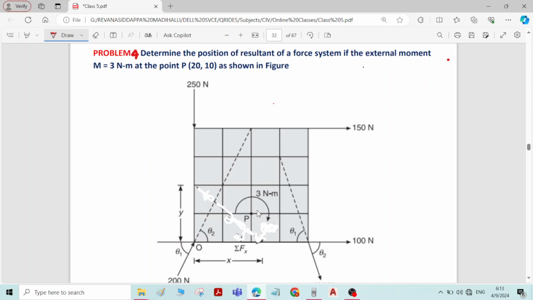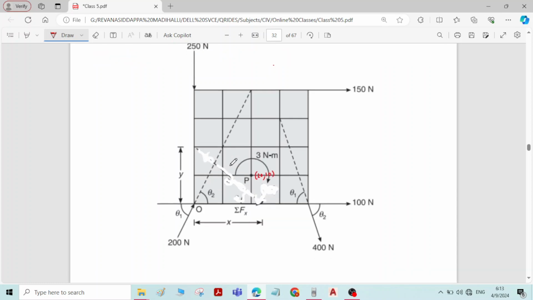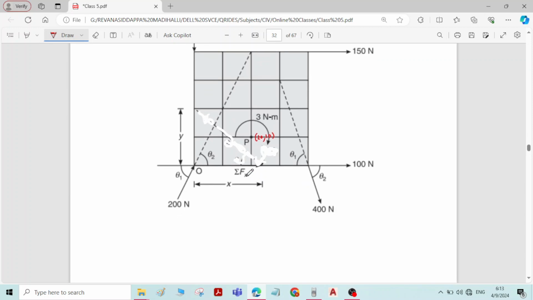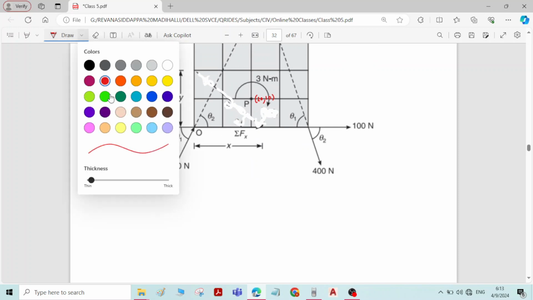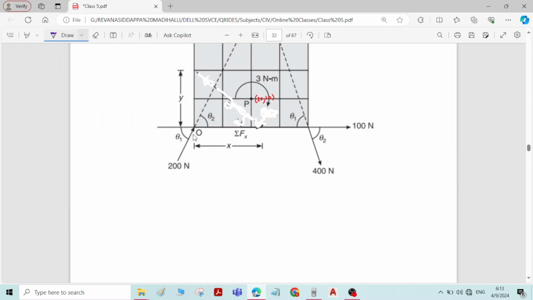X ordinate is 20, y ordinate is 10. So if the coordinates are 20 and 10, see for the point P, x ordinate is 20, so total x distance is 20. Therefore the length of each grid will be how much? It will be 10.